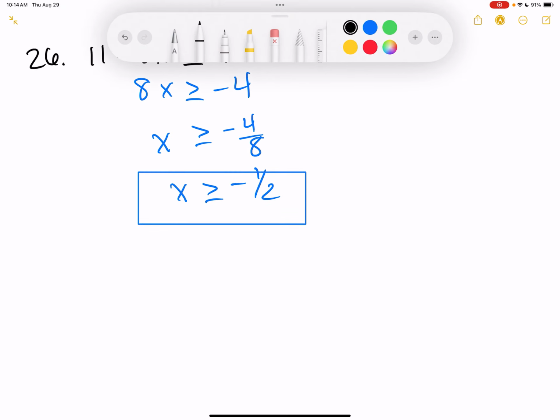Number 32. 18 plus 2x is less than or equal to 9x plus 4.